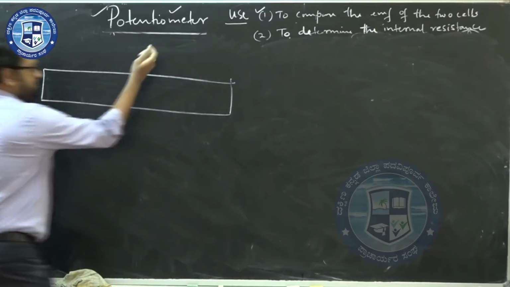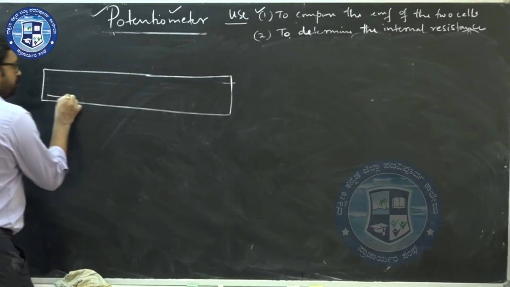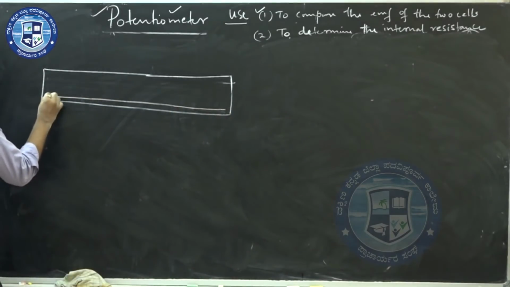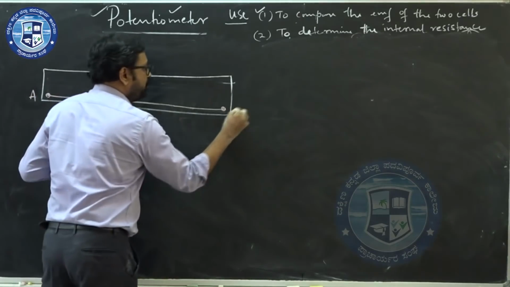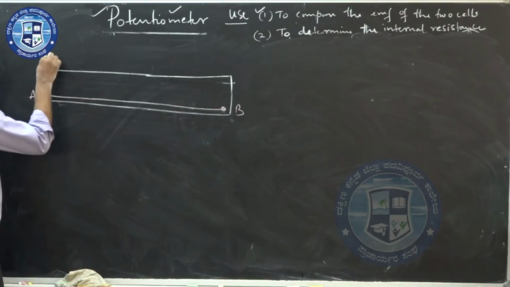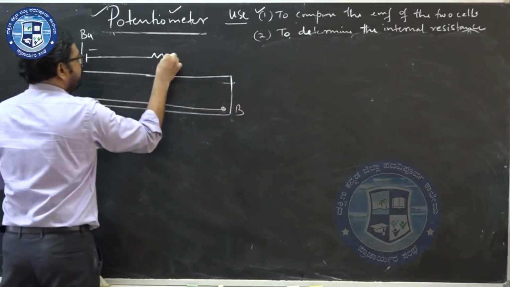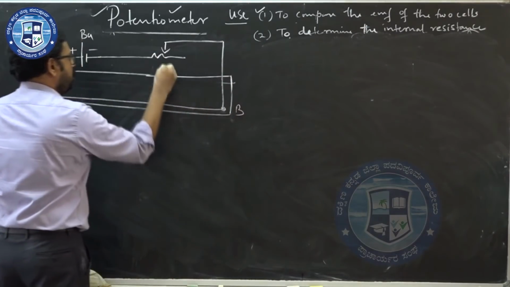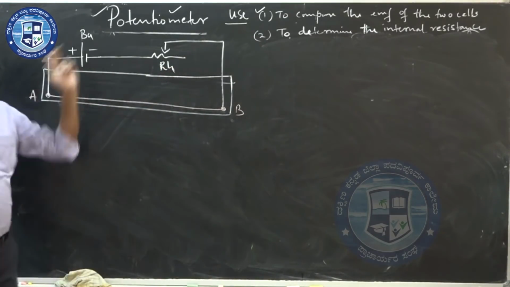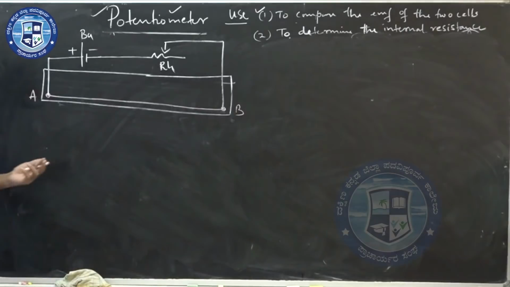I'll refer to the same potentiometer where there is a wooden frame. On this wooden frame there is an alloy wire of uniform thickness fixed between two points. We'll name the points as A and B as before, and the primary circuit is same. From A there is a connection given to the positive terminal of the battery, and from the negative terminal of the battery connection can be given to the rheostat. You can avoid the rheostat also, depending upon the requirement. This is the circuit symbol of a rheostat. This circuit is same as in the previous discussion. That is why it is called primary circuit.